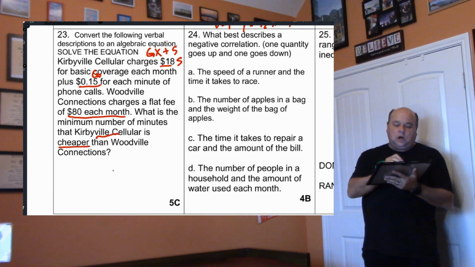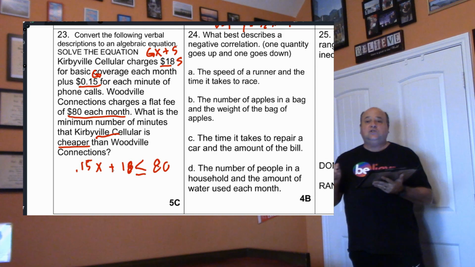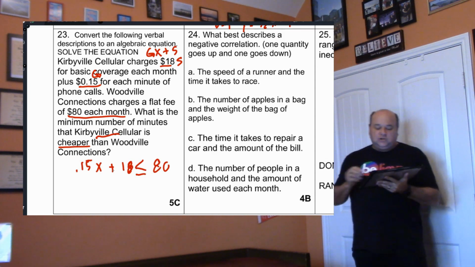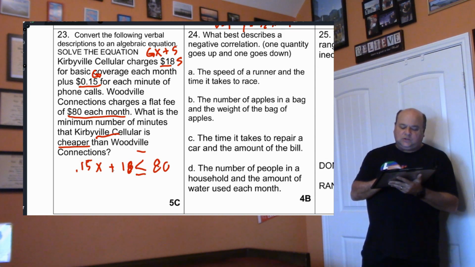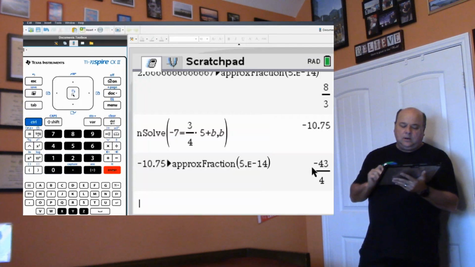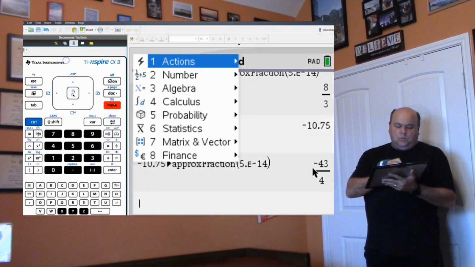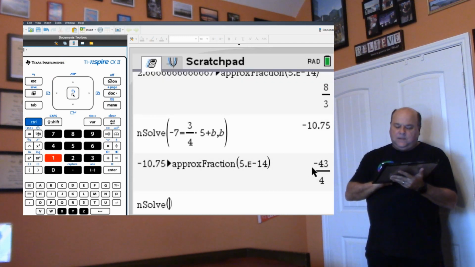So what we're going to do, Kirby Cellular is 0.15x plus 18, and then we want to have that less than or equal to the $80. Notice that this starts off cheaper, doesn't it? So what we're going to do is replace this with an equal and put it into insolve. So go to your calculator, type in menu 3-1, and then the equation.